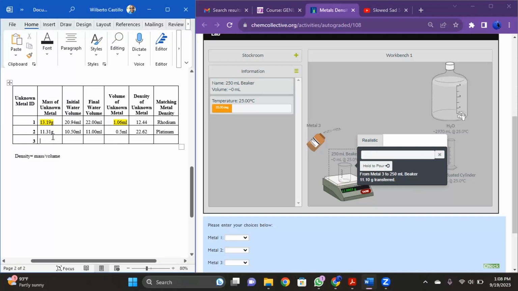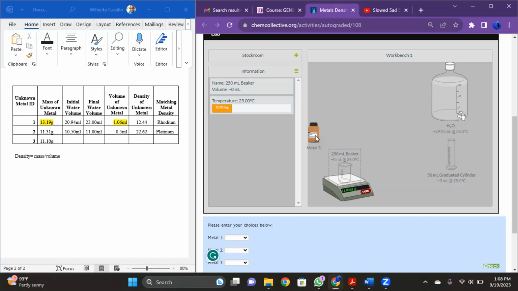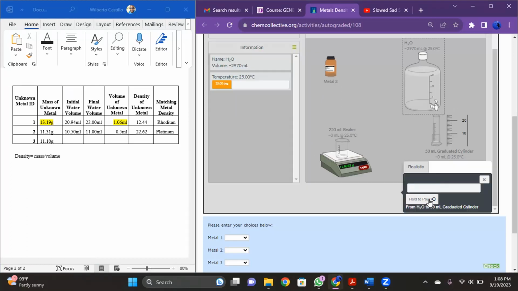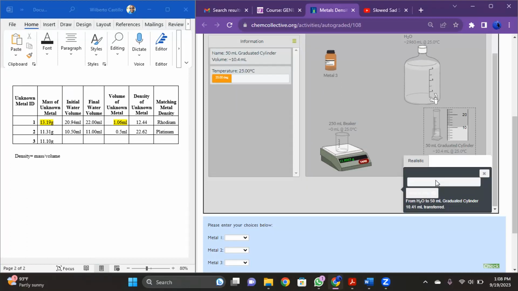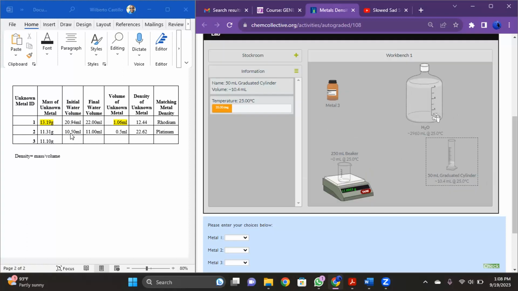This time we had 11.10 grams. Okay. Let's do the water. Put the water in here. A little pour. Okay, 10.41 milliliters. Let's record that.